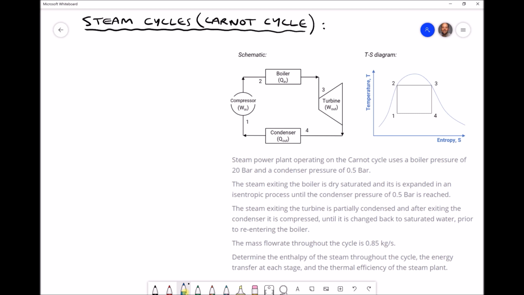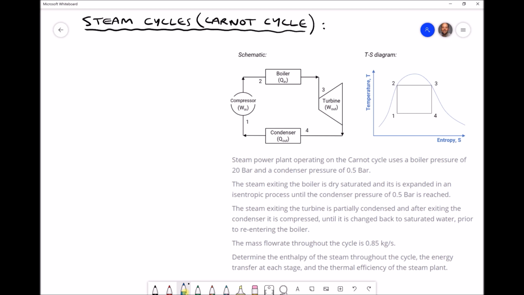Underneath the diagrams we have a descriptive question. We're going to work through the descriptive question, extract the relevant information, and also use our temperature entropy diagram to determine various different pieces of information about the condition of the steam at different points throughout this cycle.